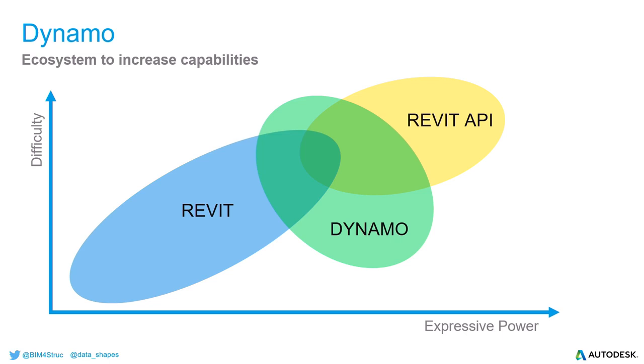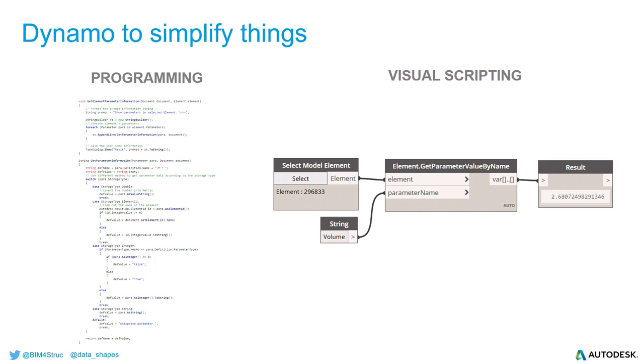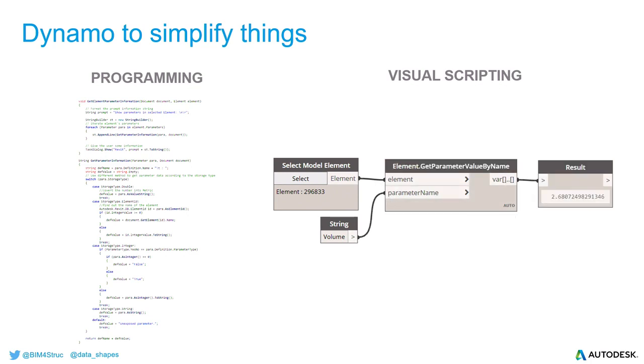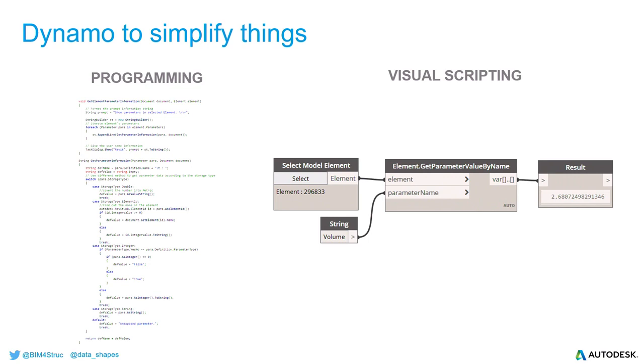And Dynamo changes that ecosystem in some part of the way, because it's easier to use Dynamo to have more expressive tools. Let's look at this example, for instance. Even if you don't know what Dynamo is about, the right-hand side will show you what it does, and I'm pretty sure that you understand what it does. In case not, let me explain it to you. It selects a model element, it gets the volume of that element, and it returns 2.6. That's what it's actually doing. So that's easy, right? On the left-hand side, that's what you need to do if you want to program it in the Revit API. I will not try to explain because I don't understand it.